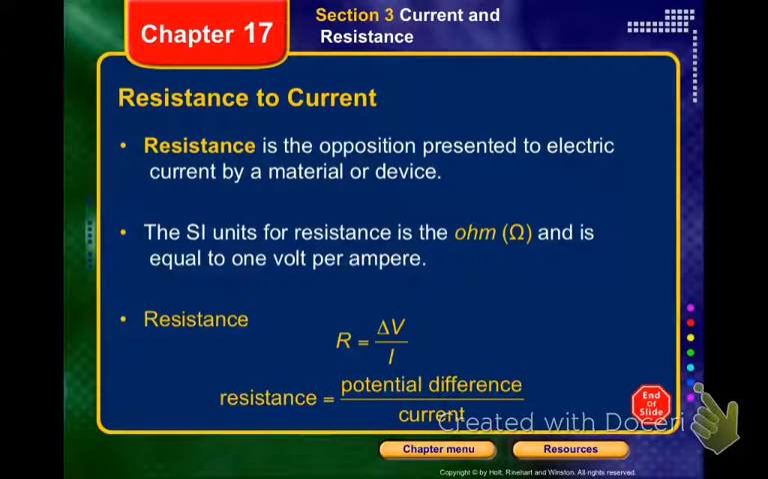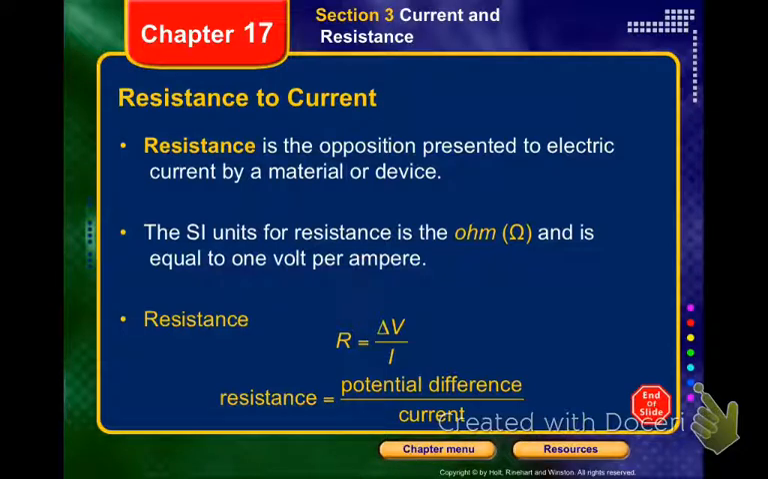Resistance. It's the opposition presented to electric current by a material or device. We're using a capital R for resistance. What have we been using a lowercase r for? Distance, radius, something that has a distance or length associated with it. So capital R is resistance. The unit that goes with resistance is the ohm. And you see it kind of looks like the omega symbol, kind of like a horseshoe, but that is measured in ohms, and then you've got that it is potential difference divided by current.